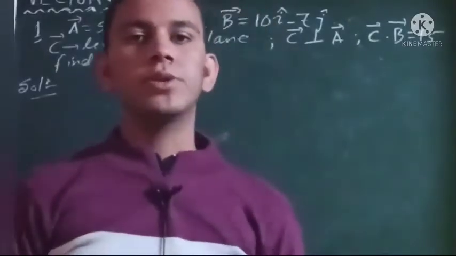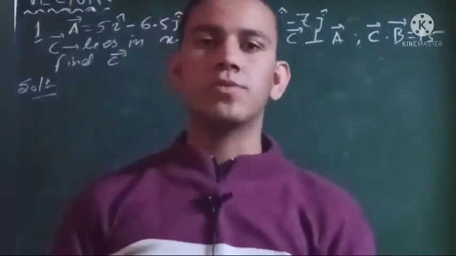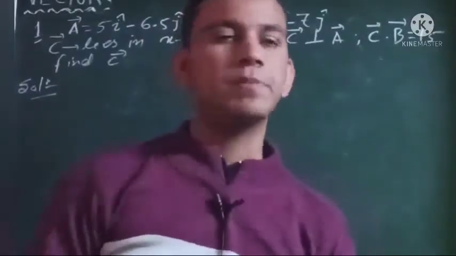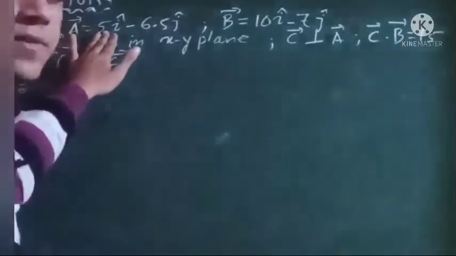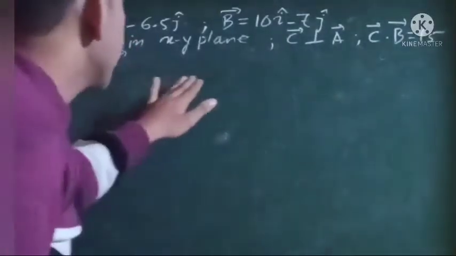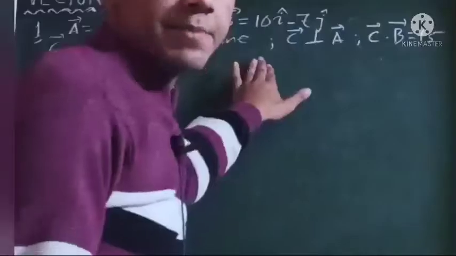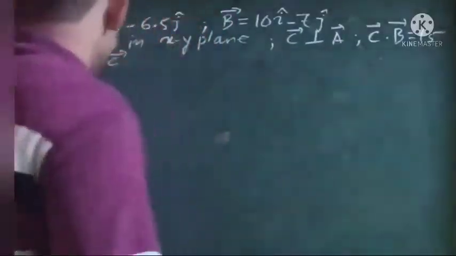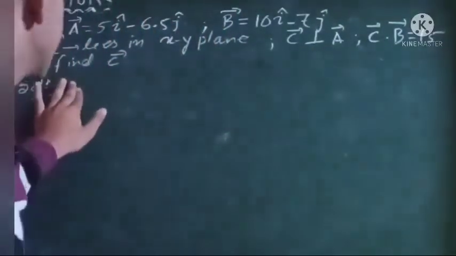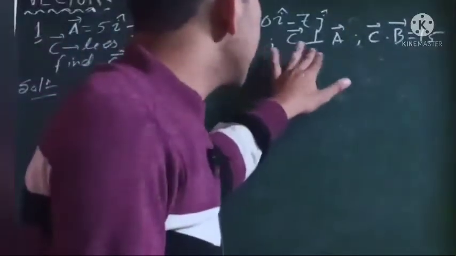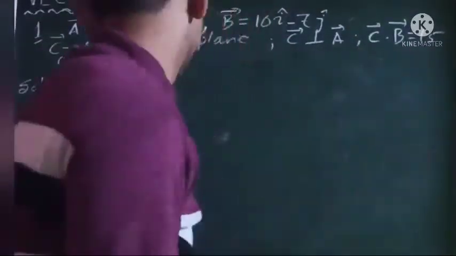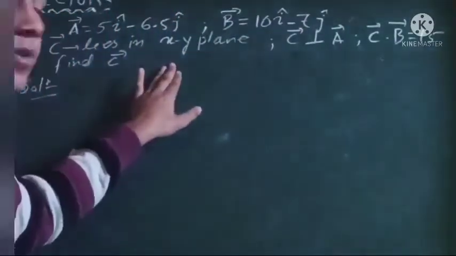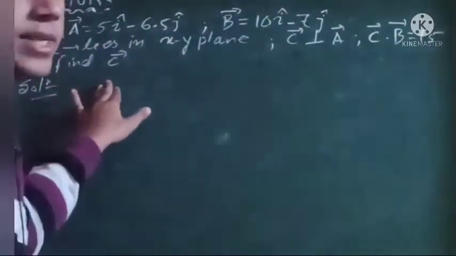In this video we are going to solve a few more problems on vectors. Let's start with the first problem. Here in this first question we are given a vector is equal to 5 i cap minus 6.5 j cap and b vector is equal to 10 i cap minus 7 j cap. C vector lies in the xy plane and c vector is perpendicular to a vector, and c vector dot b vector is given as 15. Now, from this given information, we are required to calculate c vector.